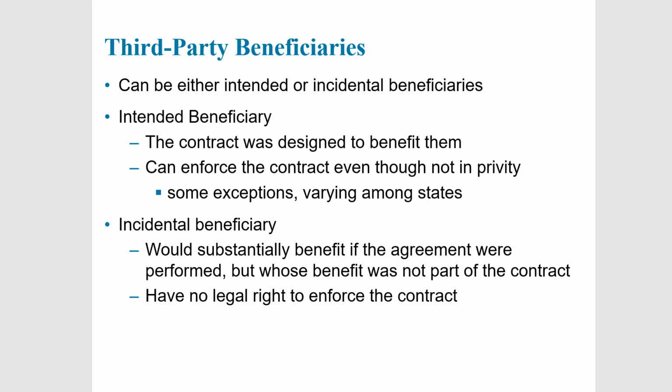So we take third-party beneficiaries and we divide them up into two groups. A third-party beneficiary is somebody who benefits under a contract, but who either may or may not be named in the contract, but they're not one of the original two parties involved in the contract. So an intended beneficiary, the contract was designed to benefit them. They might even be named in the contract. And so if somebody breaches, they can enforce the contract. They can sue for breach, or they can sue to enforce the contract, even though they aren't in what we call privity of contract. There are some exceptions to that, but this is the main rule.